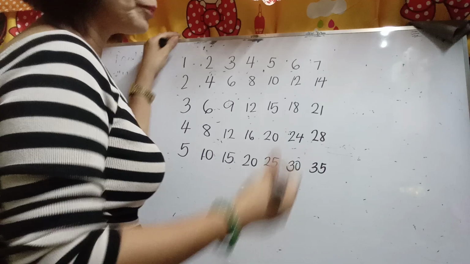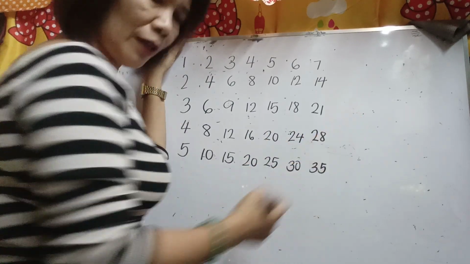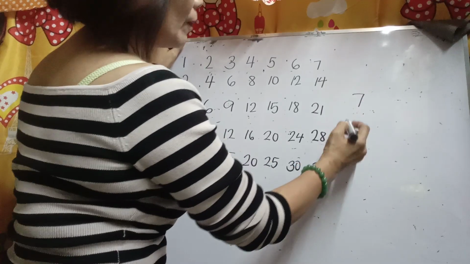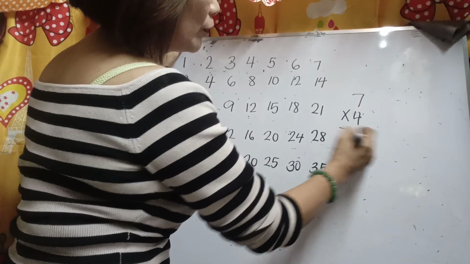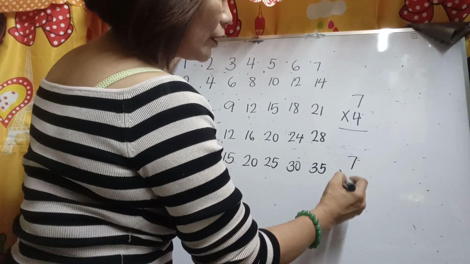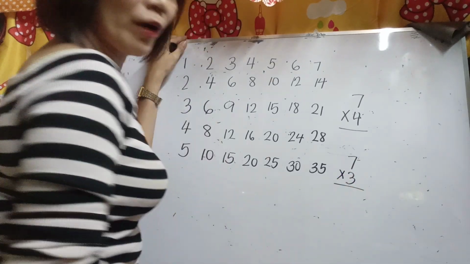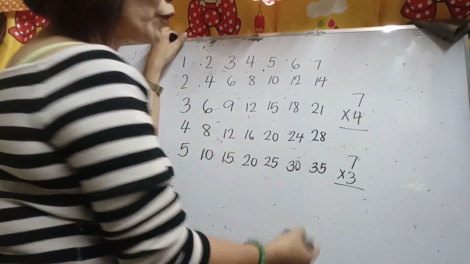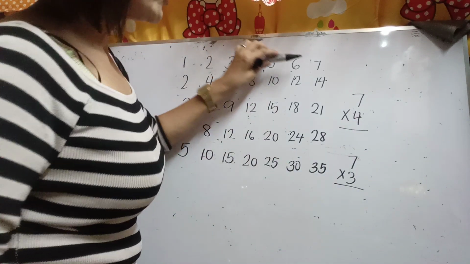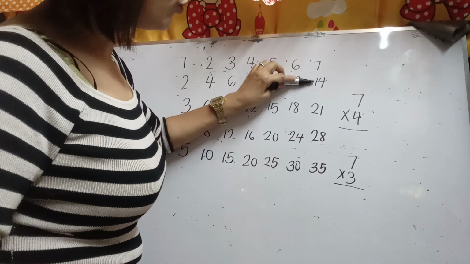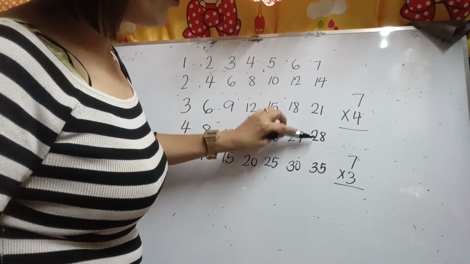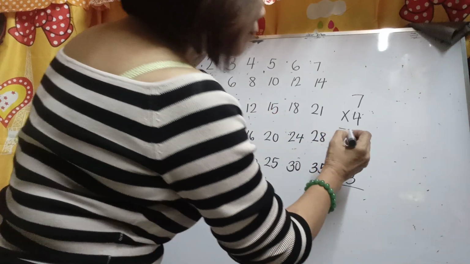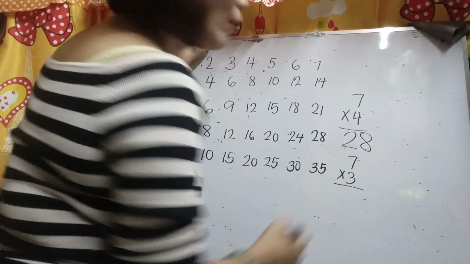So, let's say, halimbawa, meron kayo doong 7 times 4. Or you have there 7 times 3. Okay, so mga grade 2 ha, this is for you. Okay, so sabi ninyo dyan, 7 times 4. So punta kayo dito sa 7. Okay, so we have here 1, 2, 3, and then 4. Okay, so dahil andito yung 4, so yun yung pinakasagot na ninyo. Okay, para mas madali ninyong maintindihan.